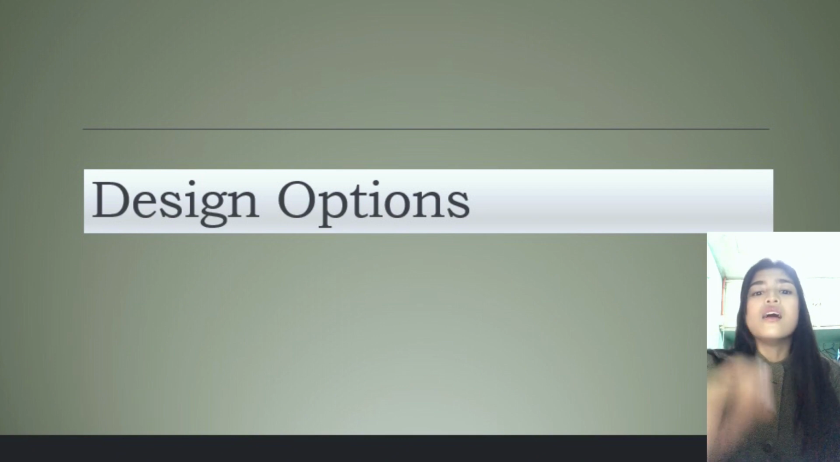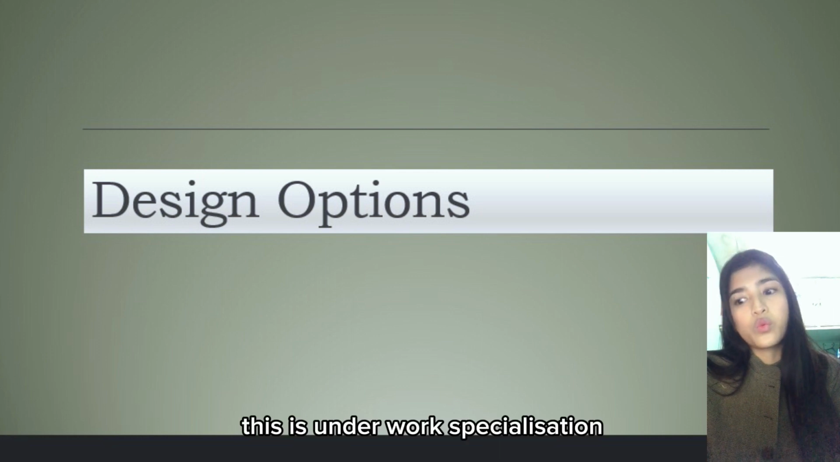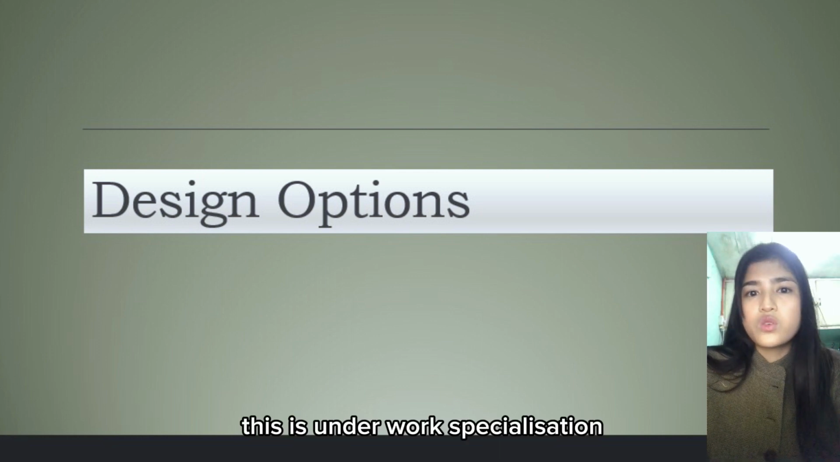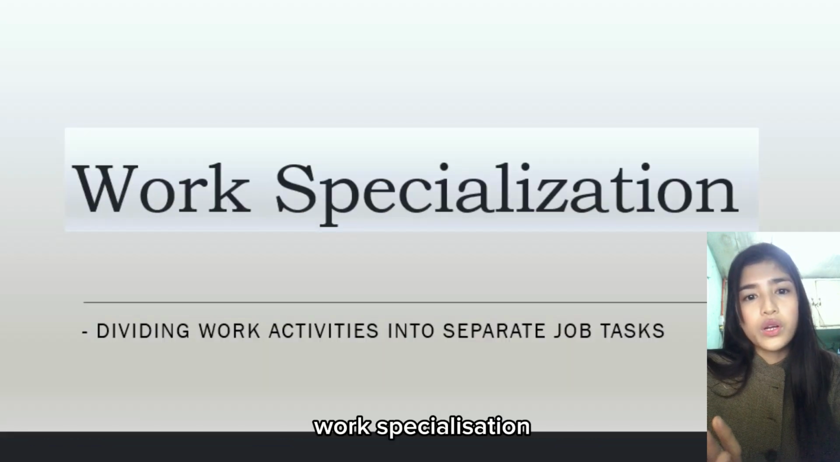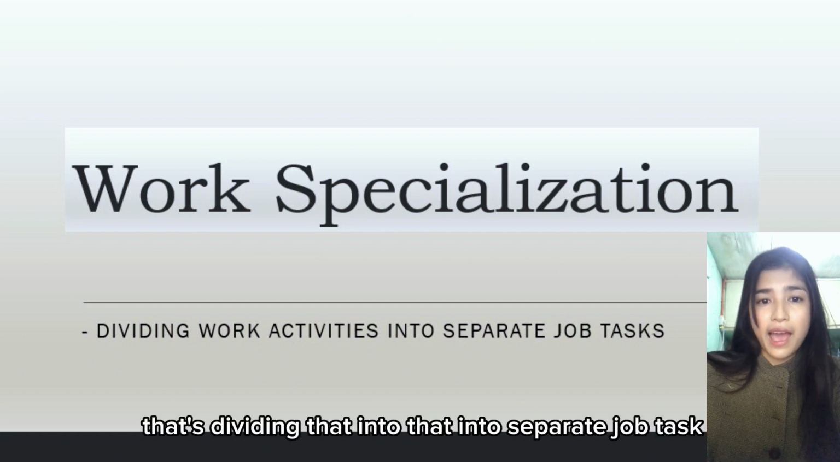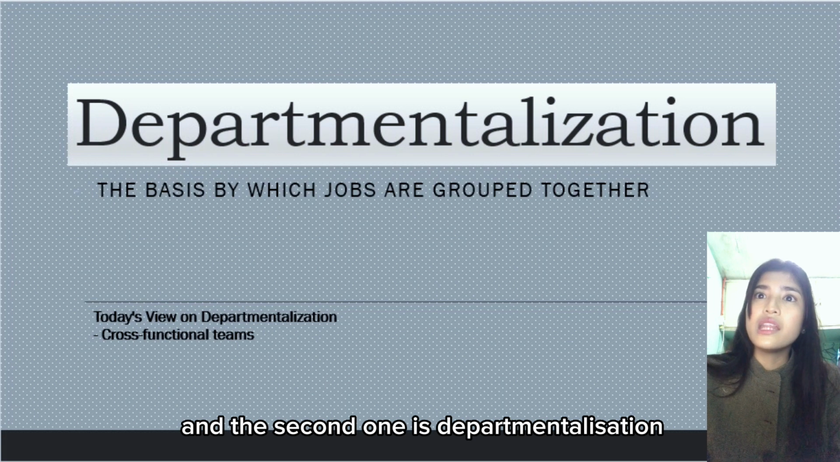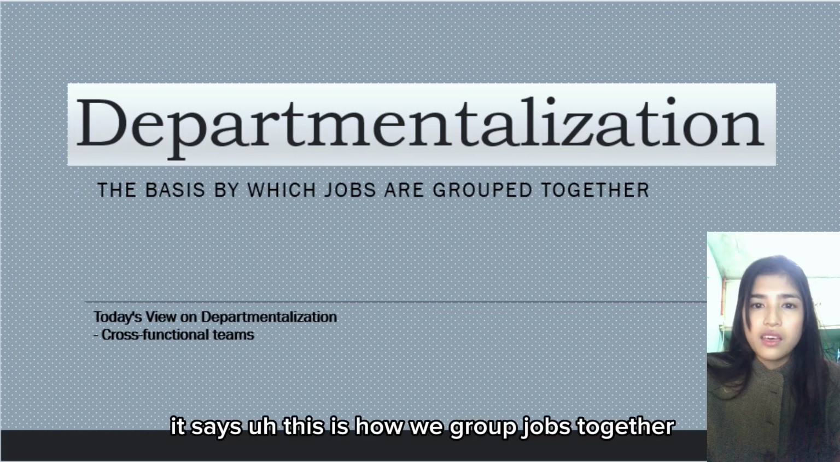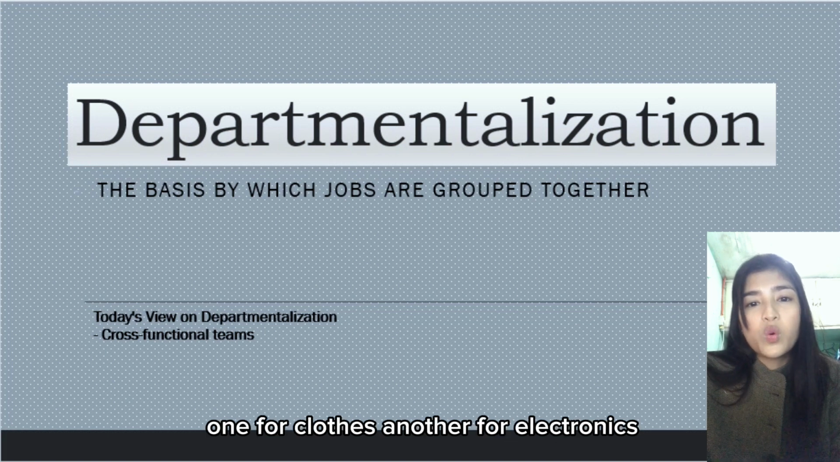Next slide. Design options. So, this is under work specialization. Now let's talk about two key elements. Work specialization, that's dividing tasks into separate job tasks, like having specific roles in a team. And the second one is departmentalization. This is how we group jobs together. Imagine having different departments in a store, one for clothes, another for electronics.